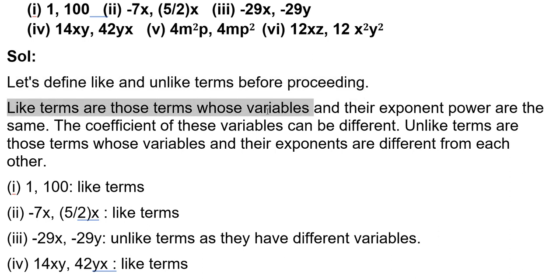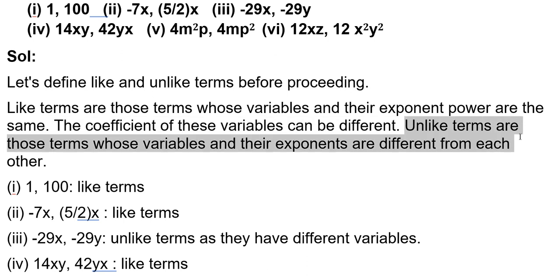Like terms are those terms whose variables and their exponent powers are the same. Variables and exponent powers are the same. The coefficients of these variables can be different. Unlike terms are those terms whose variables and their exponents are different from each other.